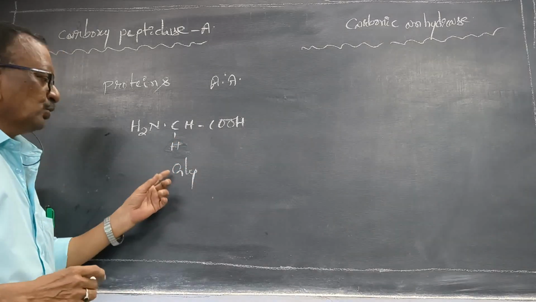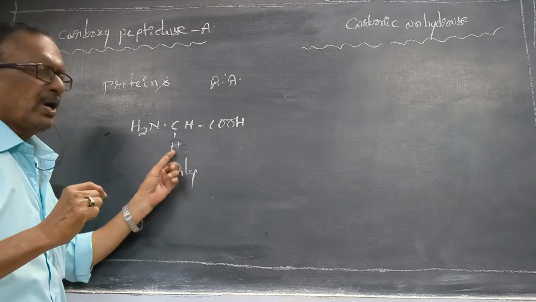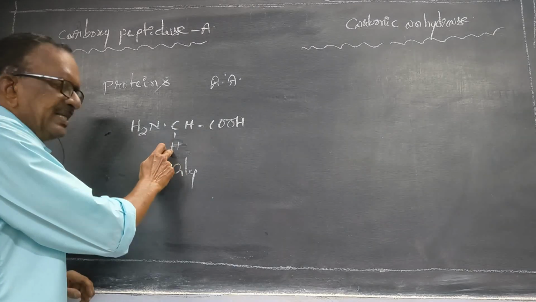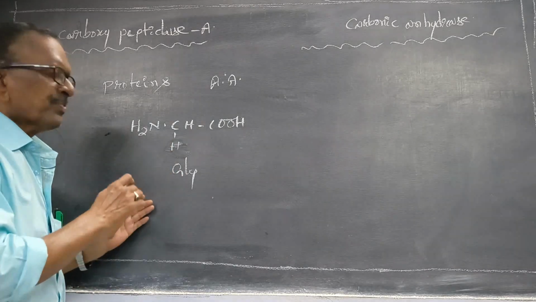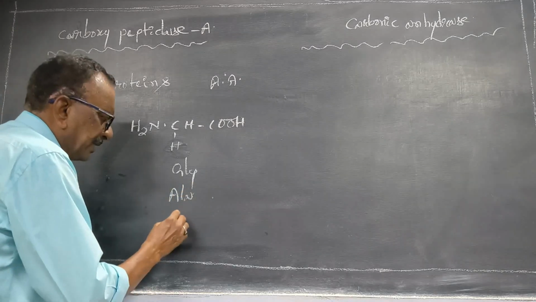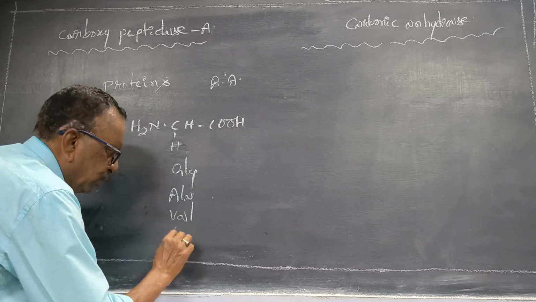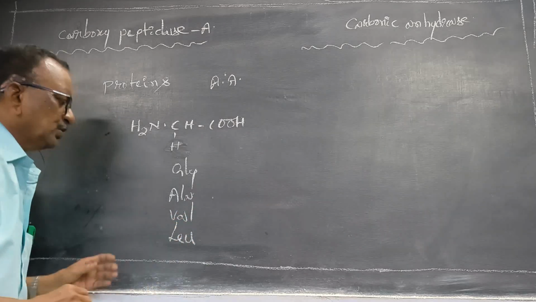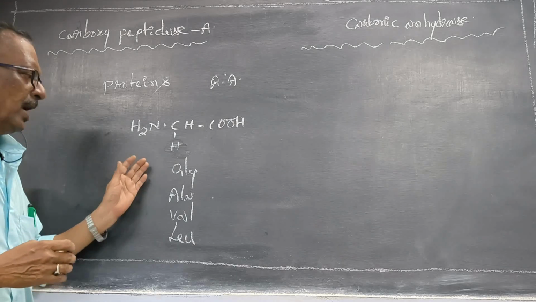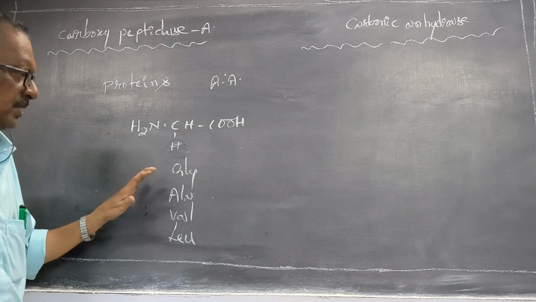Generally a three-letter symbol is used for these amino acids, for example GLY for glycine. Suppose I write CH3, then it becomes alanine, ALA. Like that we have valine and leucine. These four are in our syllabus. You have already learned them in the amino acids and proteins unit.